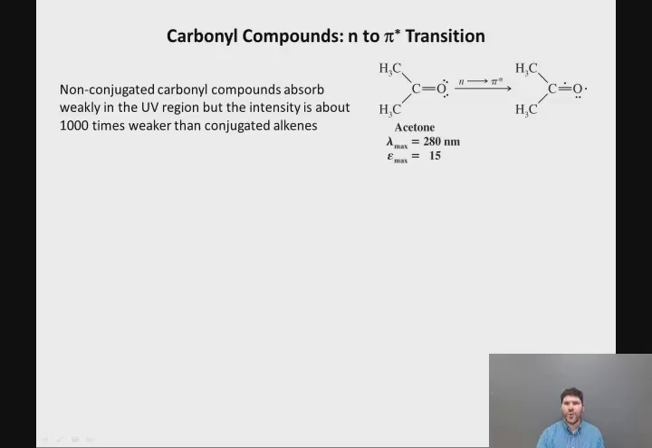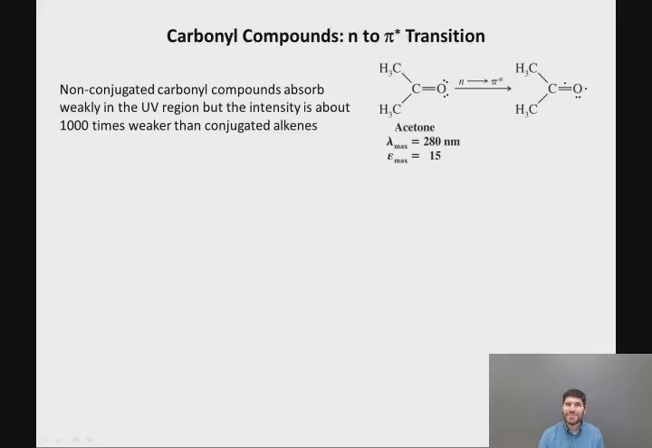A sort of dessert course, if you will, in the area of spectroscopy is what are called n to pi star transitions that are present in carbonyl compounds. So far in this unit on ultraviolet and visible, we have been talking exclusively about conjugated molecules, conjugated alkenes mostly. And it turns out that non-conjugated carbonyl compounds absorb weakly in the UV region.